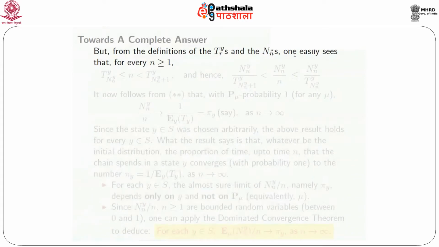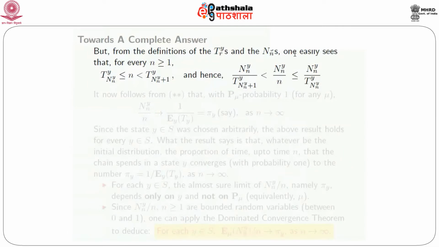But from the definition of the T_y's and the N_y's, you can easily see that for every n greater than or equal to 1, this is important, T_y^(N_y) is always less than or equal to n, strictly less than T_y^(N_y+1). So let's try to understand what it is. What is N_y? It is the number of visits to y up to and including time n. What is T_y of that? It is the time of that particular visit. So obviously it must be less than or equal to n.